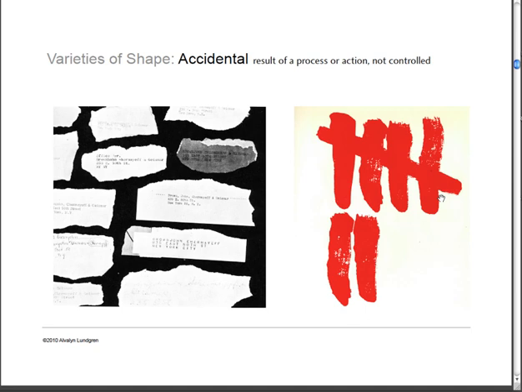Accidental shapes happen because something happens. They're the result of a process, and the reason that they're called accidental is because you can't control everything about that shape making. Where a geometric shape is the most controlled type of shape you can make, an accidental shape has parts to it that, because of the process by which you're creating the shape, you can't control. So in the torn paper shapes that are shown here, you can't control exactly how the paper is going to tear, so the subtleties in the edge description are going to be uncontrolled.